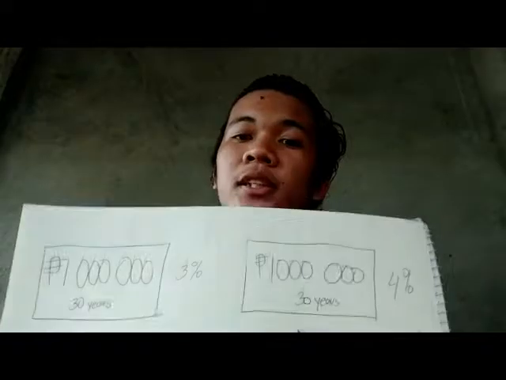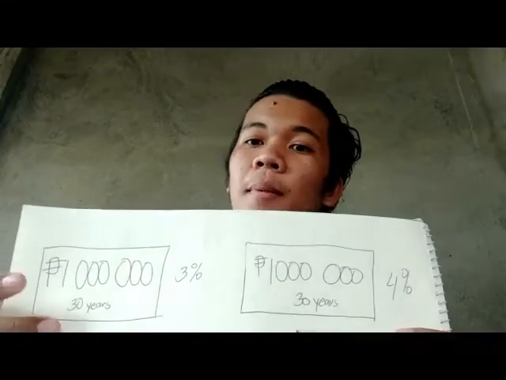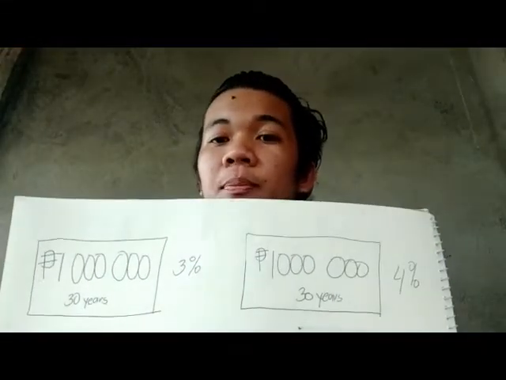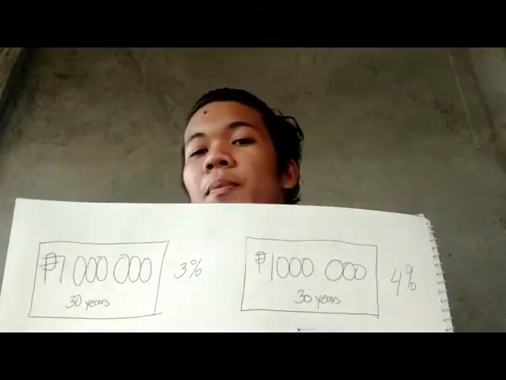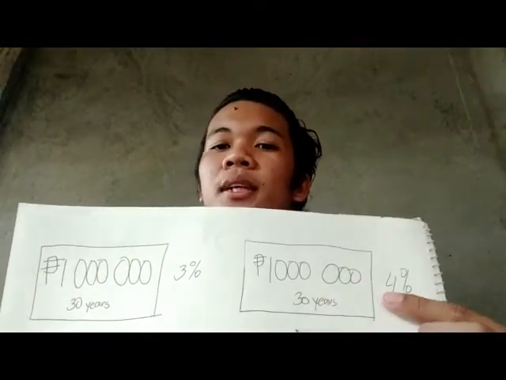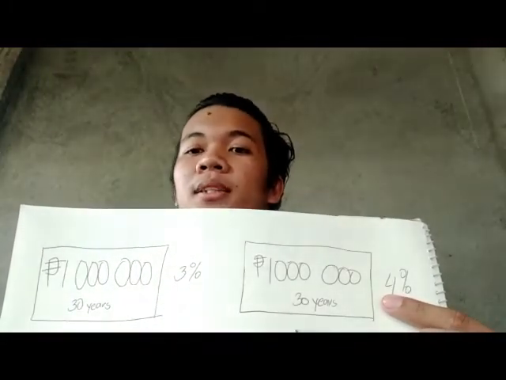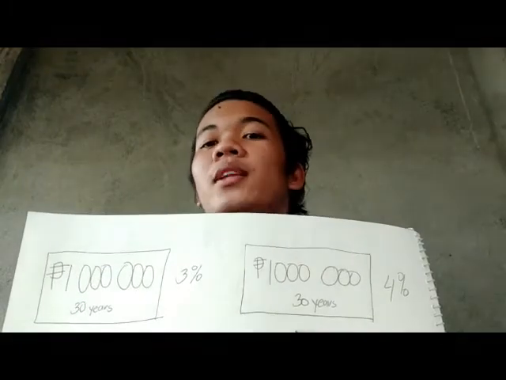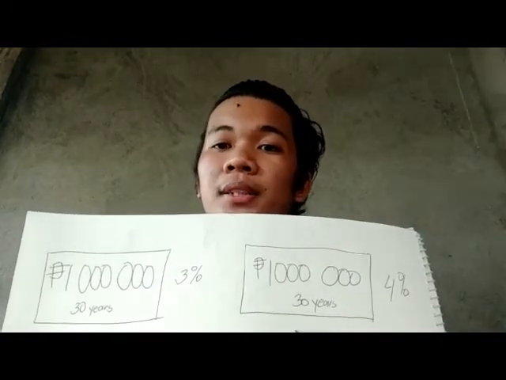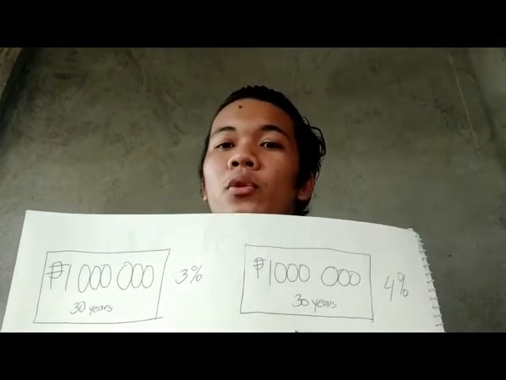Let's assume na after 1 year, merong bagong bonds na pumasok sa market na merong 4% interest rate na mas mataas kaysa sa 3% interest rate ng bonds ni Mr. Go. Kung kaya't, mas pipili ng buyers ang 4% interest rate ng bagong bonds kaysa sa 3% interest rate ng bonds ni Mr. Go. Kung kaya't, bababa ang value ng bonds ni Mr. Go.